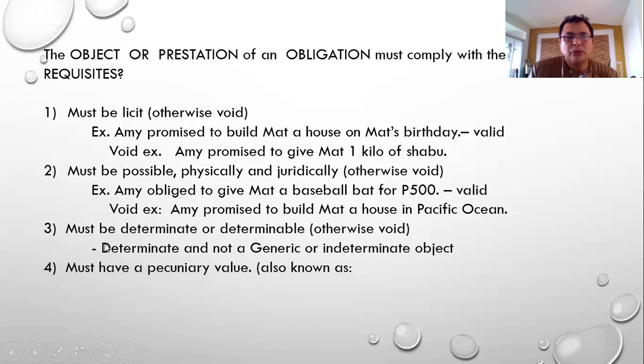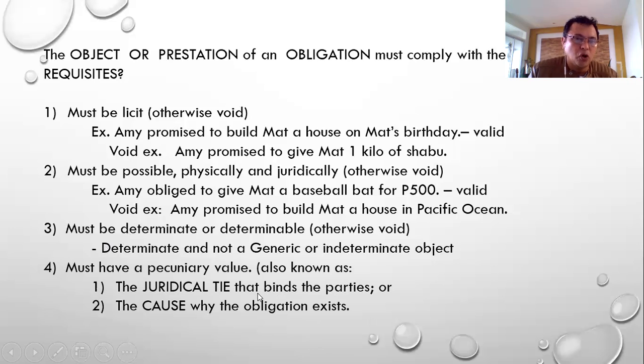The fourth requisite is that it must have a pecuniary value. Pecuniary value is also known as the juridical tie that binds the parties or the cause why the obligation exists. So juridical tie is the source. So this will be explained later.